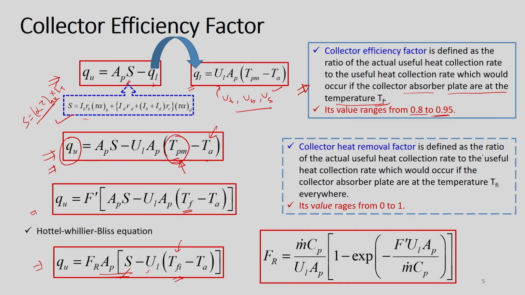And how to define this FR? This collector heat removal factor is defined as the ratio of the actual useful heat collection rate to the useful heat collection rate which would occur if the collector absorber plate are at the temperature of TFI everywhere. Okay. So, this temperature should be TFI and here it will be TF, which is local fluid temperature, and this TFI is nothing but inlet fluid temperature. Okay. And each value varies from 0 to 1. So, this FR can be expressed something like this. Okay. So, we will derive one by one how this average can be estimated, and then finally, how this FR can be estimated. Okay.